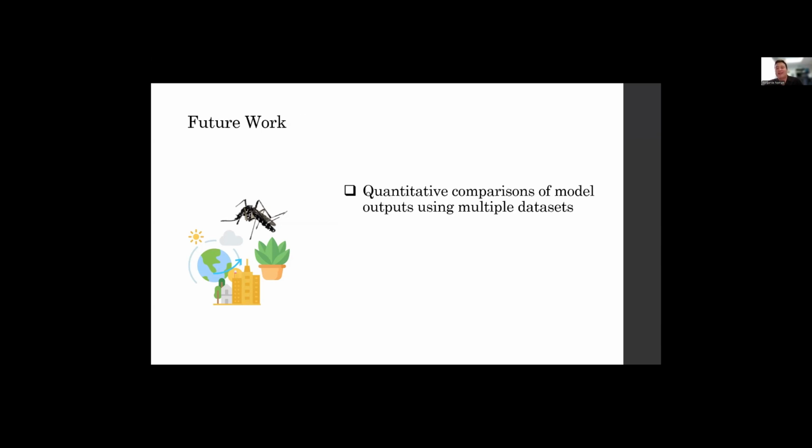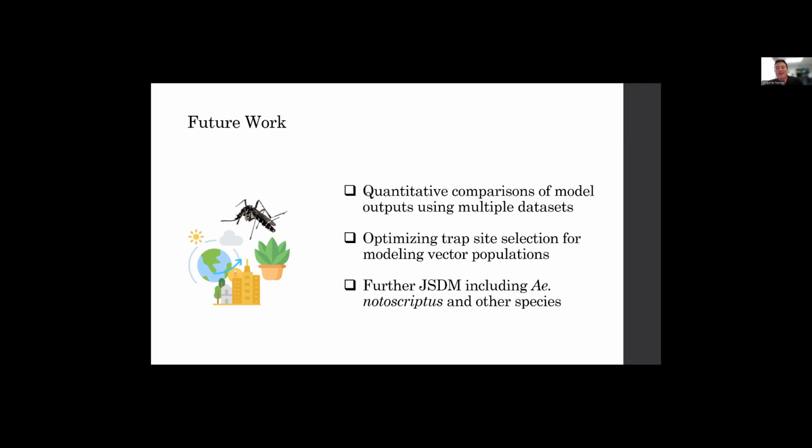In the future, I'd like to continue looking at these comparisons of models using more quantitative measures and more data sets to compare when you can use certain modeling frameworks compared to others. I'm also looking at optimizing trap site selection for modeling vector populations. So if you have more sites than you can trap at, please get in contact with me. I want to discuss how you might be able to choose which ones are the best for that. And I'm also looking to do further JSDM, including areas that have more Aedes nodoscriptus to get a hold of what its niche is.